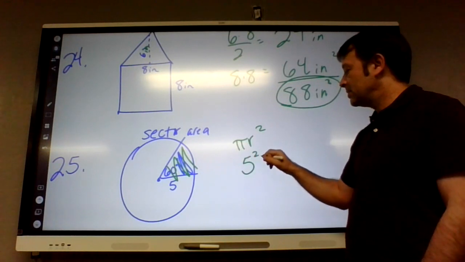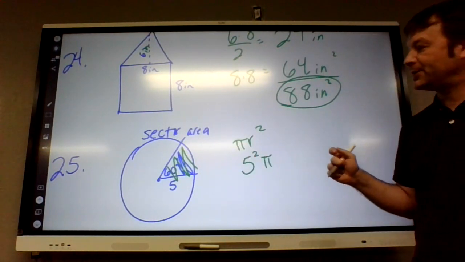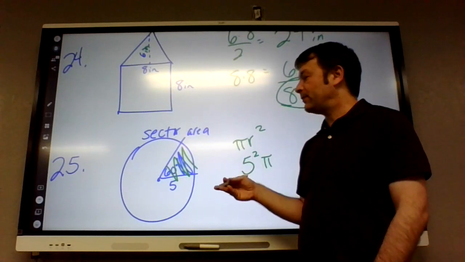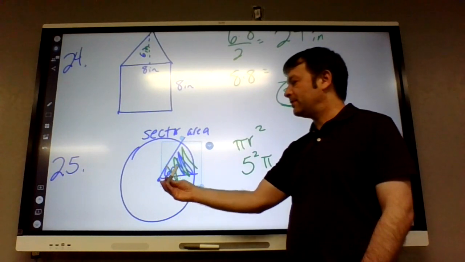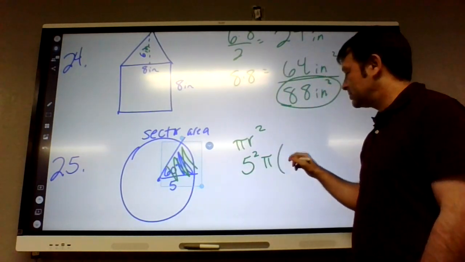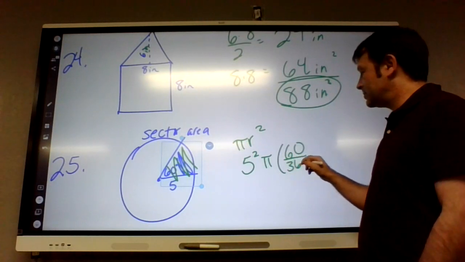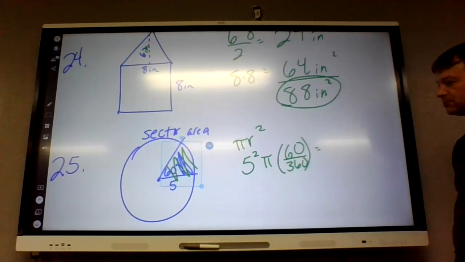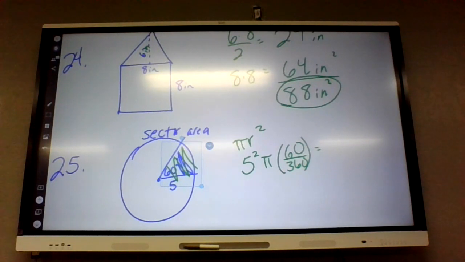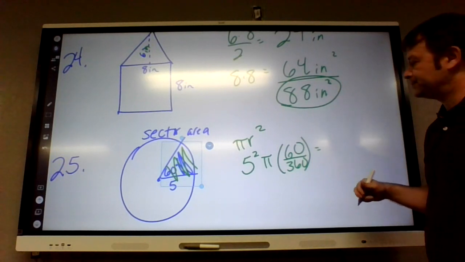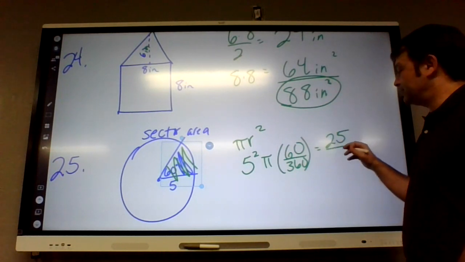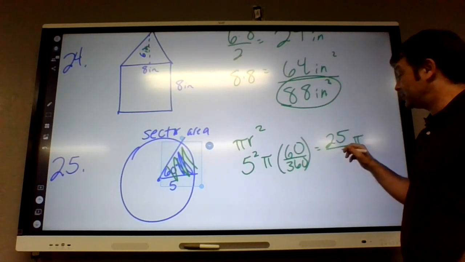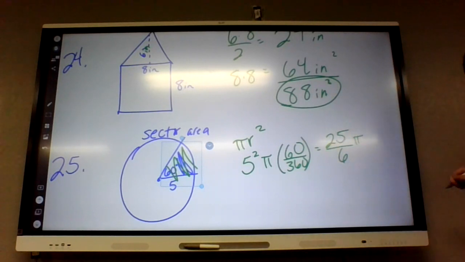So what's the radius? 5. Okay, and then you multiply by the fraction that we're actually using. What fraction of the circle are we actually using? 60 out of 360. So you multiply that times 5 squared times pi. If you don't do the pi decimal thing, it should come out as 25 pi over 6.